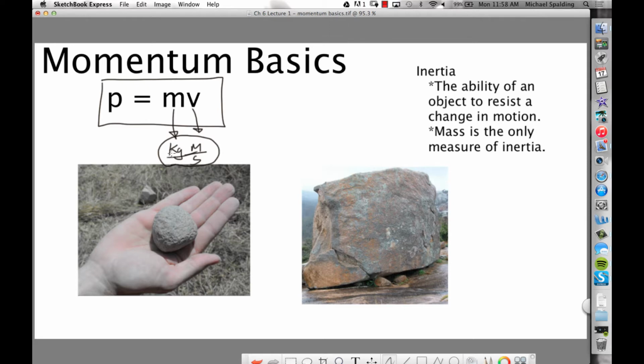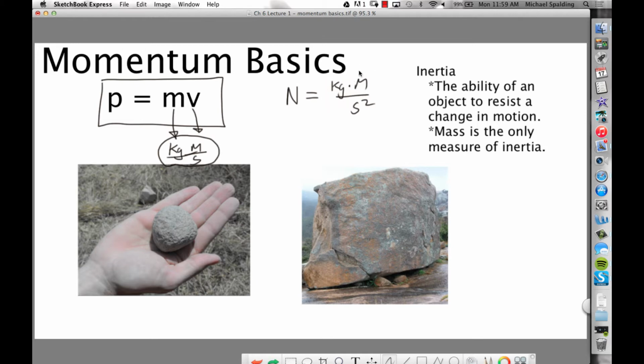Now, I want you to recognize how similar this is to other units we've looked at, namely force. What did we measure force in? The Newton. What was a Newton? Kilogram meter per second squared. And if you ever forget what that is, all you have to remember is F equals ma, so mass is kilograms, acceleration is meter per second squared.